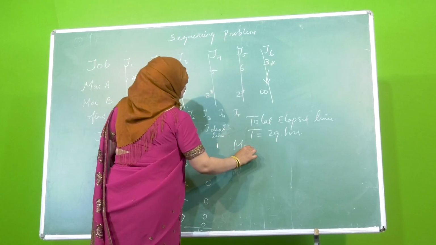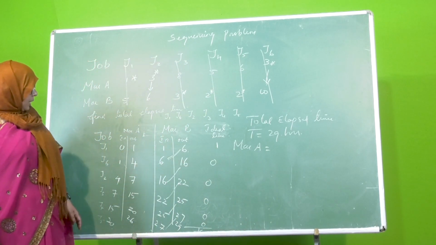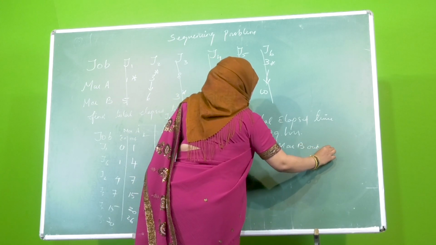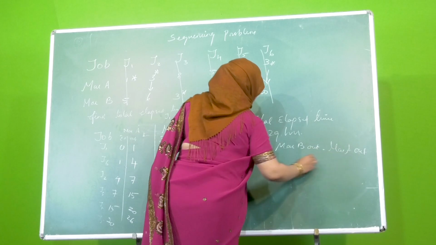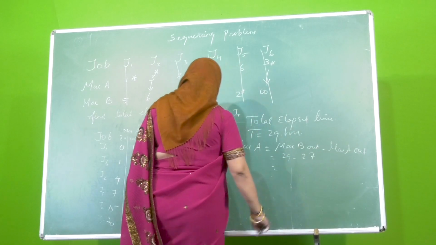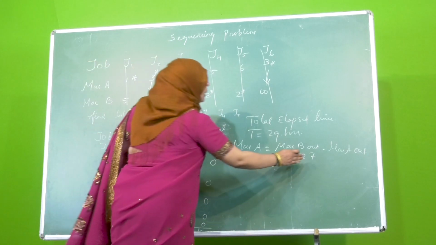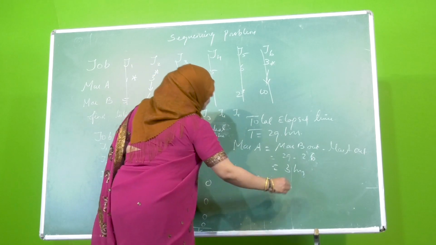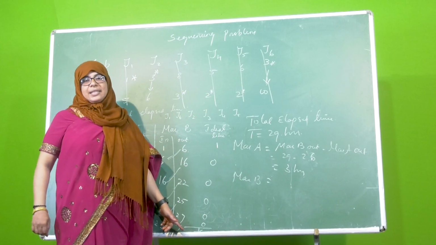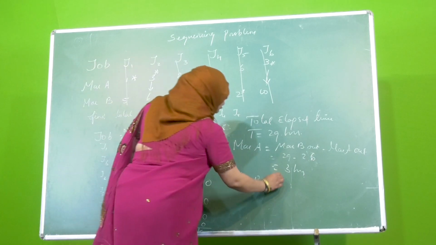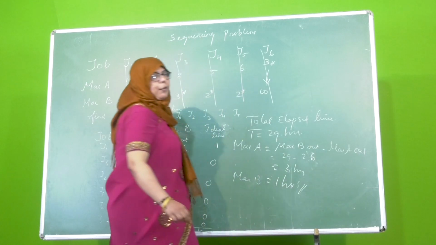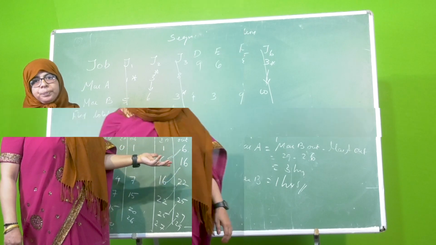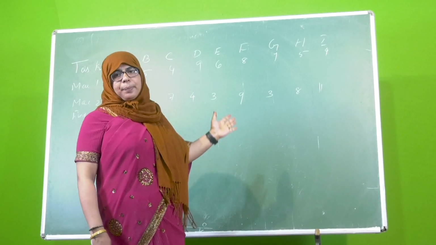Next, machine A. That is the machine B out minus machine A out. That is 29 minus 27. That is 2 hours. And machine B, what is the total value of the idle time? That is 1 hour. Have you understood this problem? Let me explain one more problem. Let me explain another example of the same method.